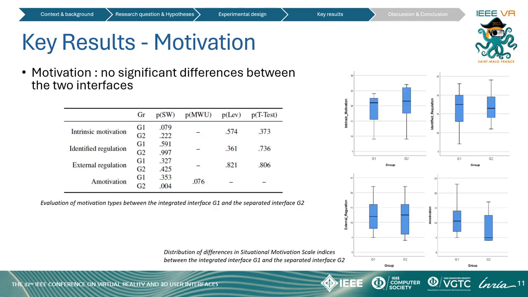And the last one, motivation. Unfortunately, we found no significant difference between the two groups. This suggests that interface design alone may not strongly influence user motivation. Instead, factors such as task complexity, cognitive load, and overall system usability might play a more significant role in sustaining user engagement.